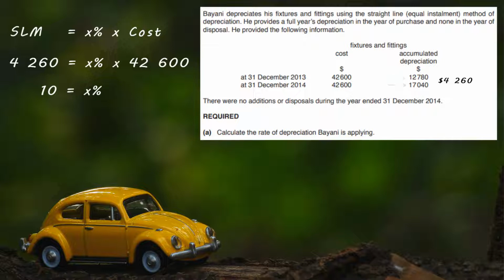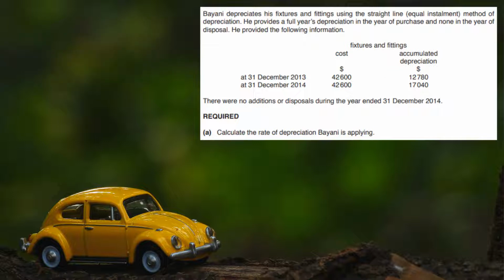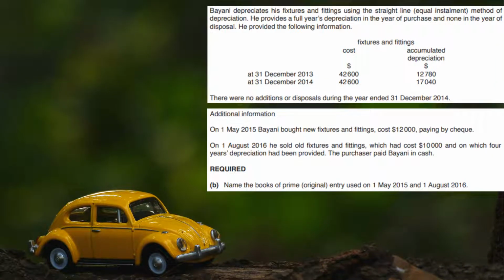So that was A. Now let's look at what B wants us to do. In B, they give additional information saying that they bought new fixtures that cost $12,000 and they paid by check. On 1st August, he sold one. So he bought new fixtures, but he sold an old fixture, which had a cost of 10,000 and 4 years depreciation had been provided. Name the books of prime entry used on 1st May and 1st August.